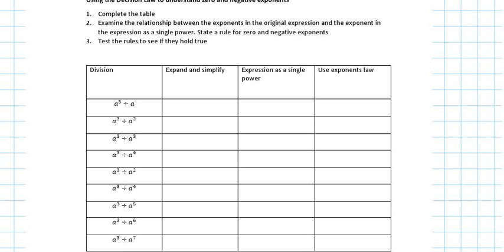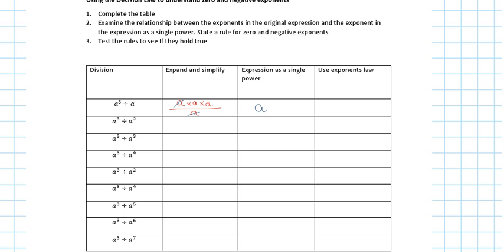In the expanded format, you guys remember that I write it as a times a times a divided by a. So what happens when I simplify? What would I have left? So 1 and 1 cross, and then I'll be left with a squared.